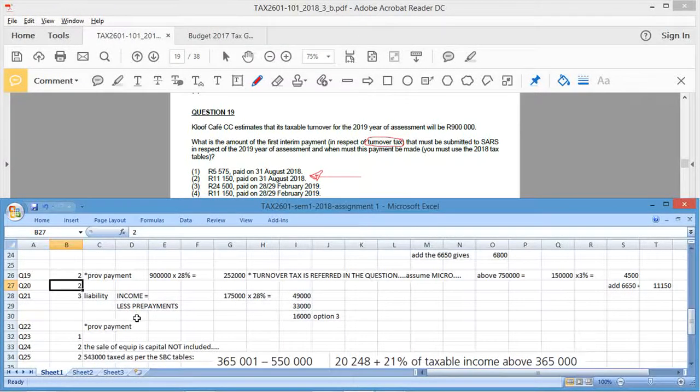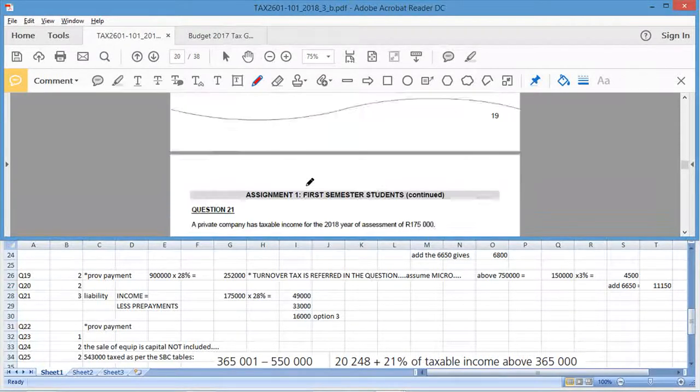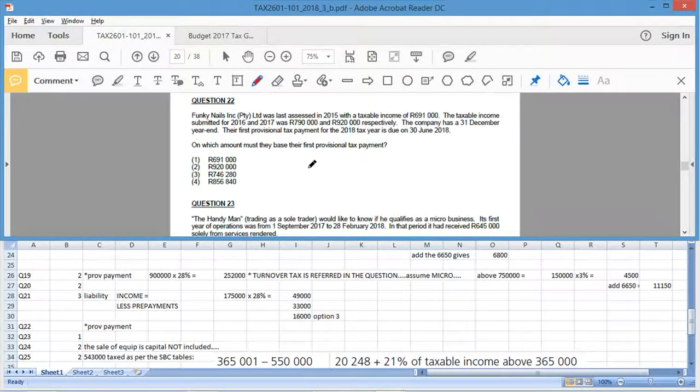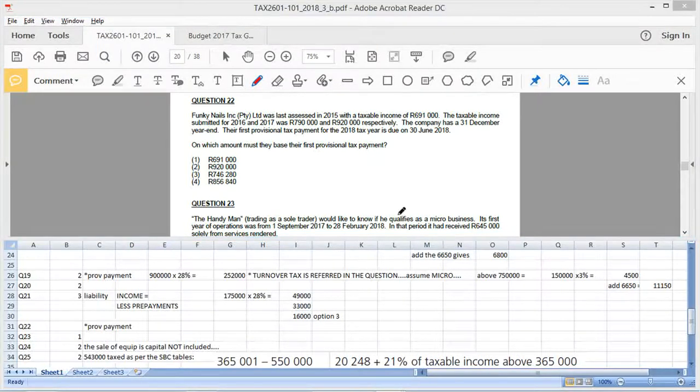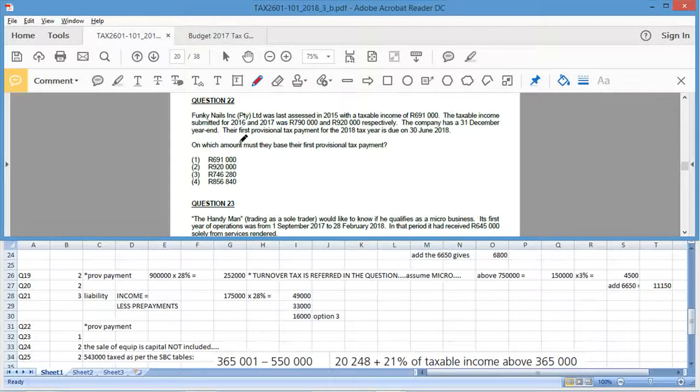What other questions do we still need to look at? Question 22. This is looking at the first provisional tax payment again, so very similar to what I just discussed. If N was last assessed in 2015 with the taxable income of that, the taxable income submitted for 2016 and 2017 was this and that. The company has a 30 December year end. Their first provisional tax payment for the 2018 tax year is due on the 30th of June 2018. On which amount must they base their first provisional tax payment?